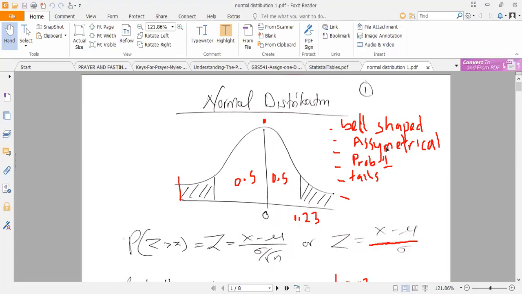It's symmetrical about the mean, meaning the left is equal to the right. So the left side mirrors the right side. The other characteristic is that the area under this graph should always be equal to 1. And the tails never touch the base. So this is the normal distribution.